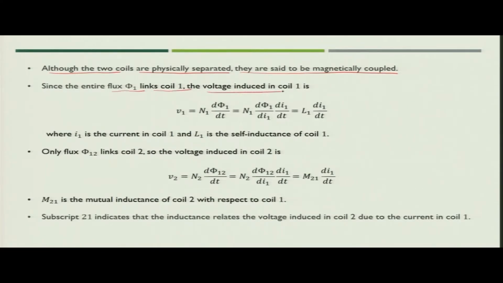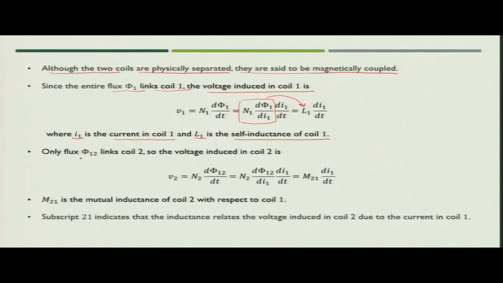The voltage induced in coil 1, V1, is equal to N1 d phi 1 by dt, or you can write N1 d phi 1 by dI1 into dI1 by dt. Now, this will be your inductance L1. So, you can write V1 is nothing but L1 dI1 by dt. Here, I1 is the current in coil 1 and L1 is the self inductance of coil 1.